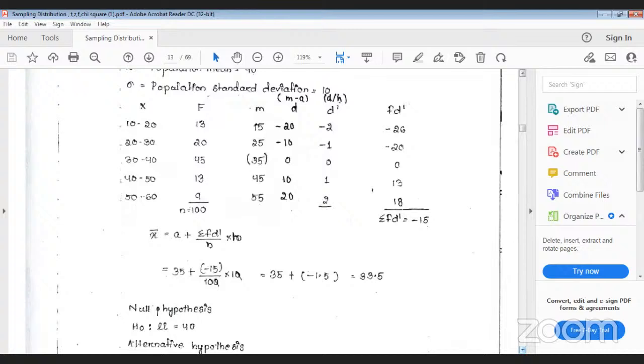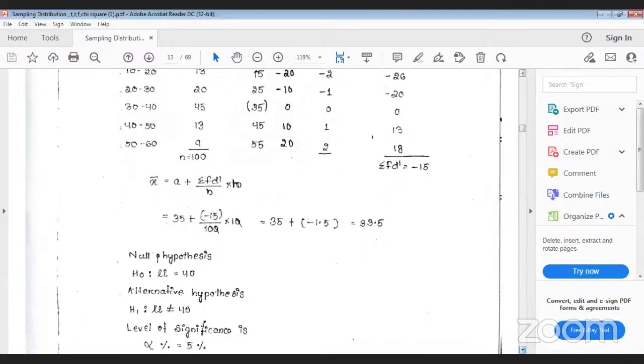So what is the formula for x bar? This is the step deviation formula for mean of continuous data. So x bar is equal to A plus summation FD dash by N into H. Like that you get x bar is equal to 33.5. So what is your null hypothesis here? The population parametric value, that is your mean. Mu is equal to 40, given to you. That is your null hypothesis.